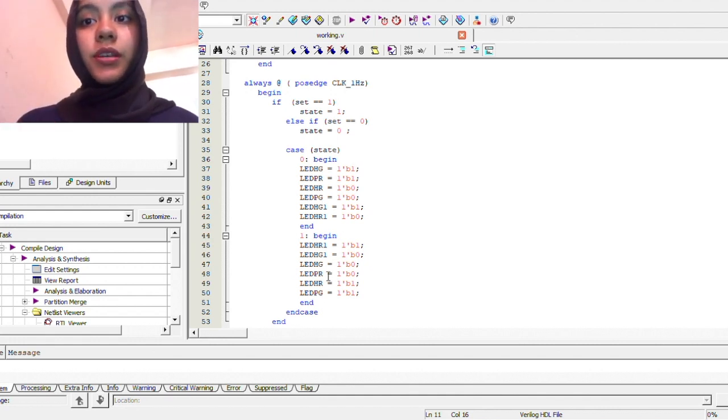Whenever the button is on, as mentioned, the set becomes 1 and the state becomes the second state, which is state 1. In this state, the highway red 1 is on, the highway red 2 is on, and the pedestrian green is on. So this is when the pedestrian can walk. That's basically the gist of it.